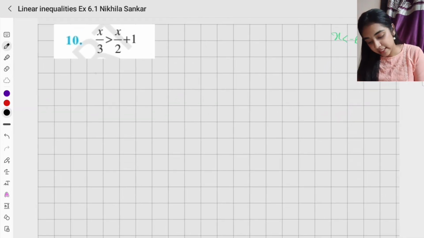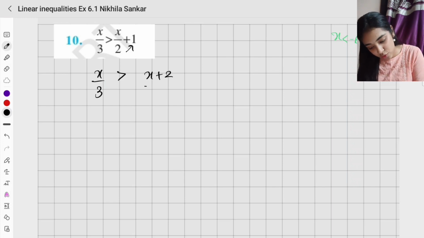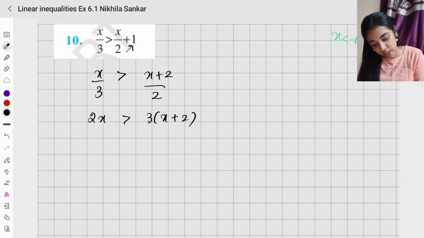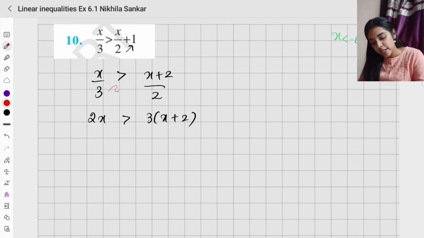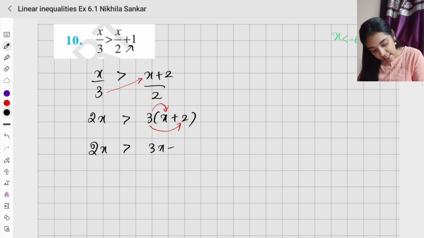Okay, now at this point I'm again going to take the LCM. So x divided by 3 greater than, taking the LCM, I'll have x plus 2 divided by 2. I'm going to cross multiply. So I'll have 2x greater than 3 times x plus 2. Write a step like this and put a bracket. Otherwise what will you do? You'll only multiply 3 into x and leave out the 2. You also have to multiply 3 to the 2. Okay, please don't forget. So 2x greater than 3x plus 3 2s are 6.